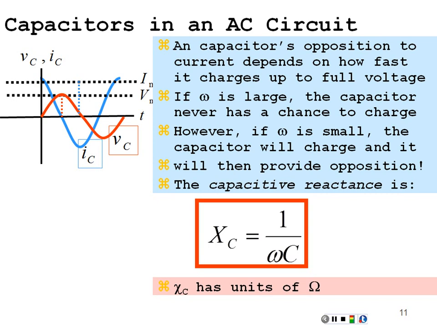The way that a capacitor opposes flow of current is that it stores energy in its electric field between its plates and then gives that energy back to the circuit. So it's not dissipating energy like a resistor, but it is opposing the flow of current by storing energy in its electric field and then giving it back.